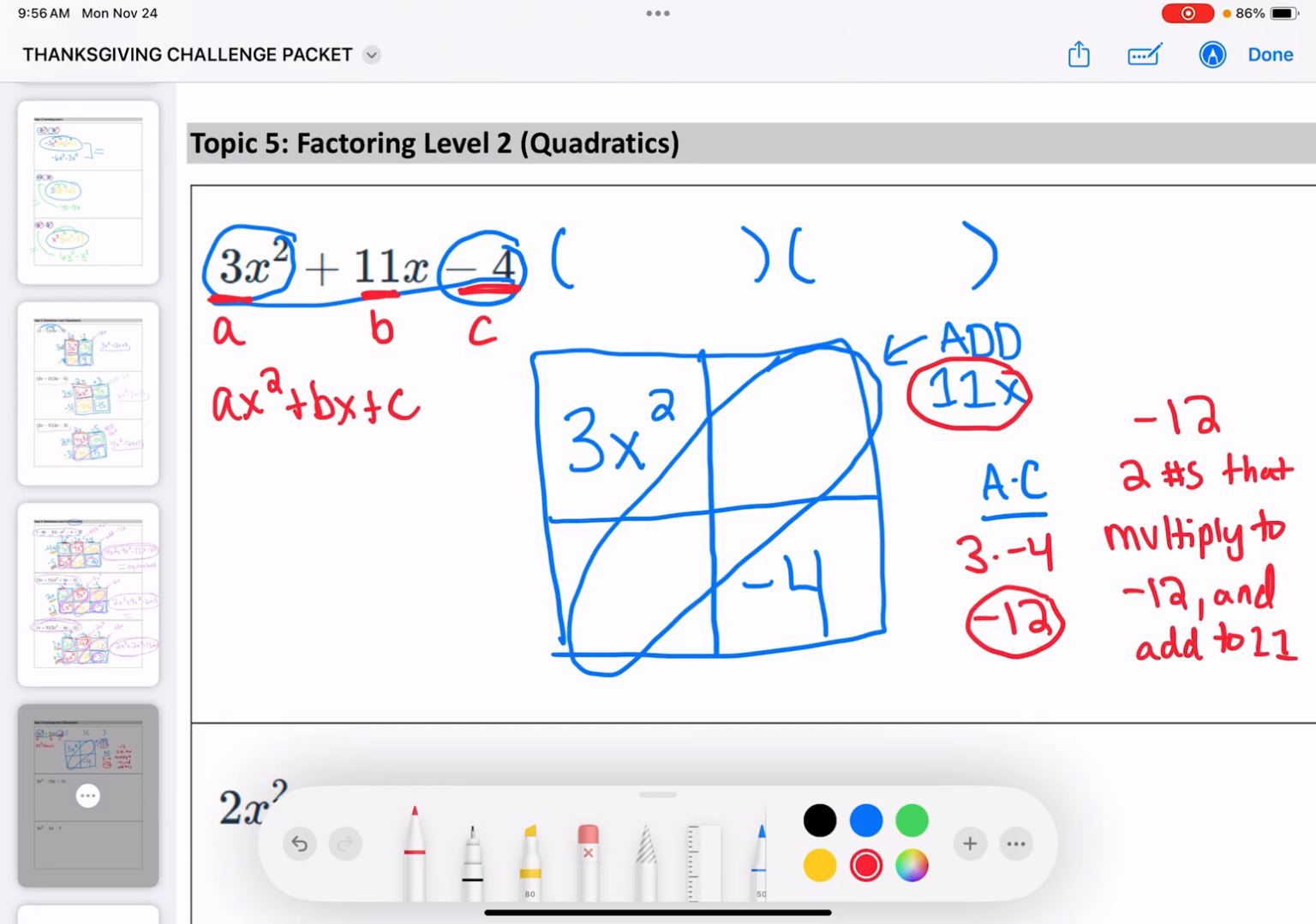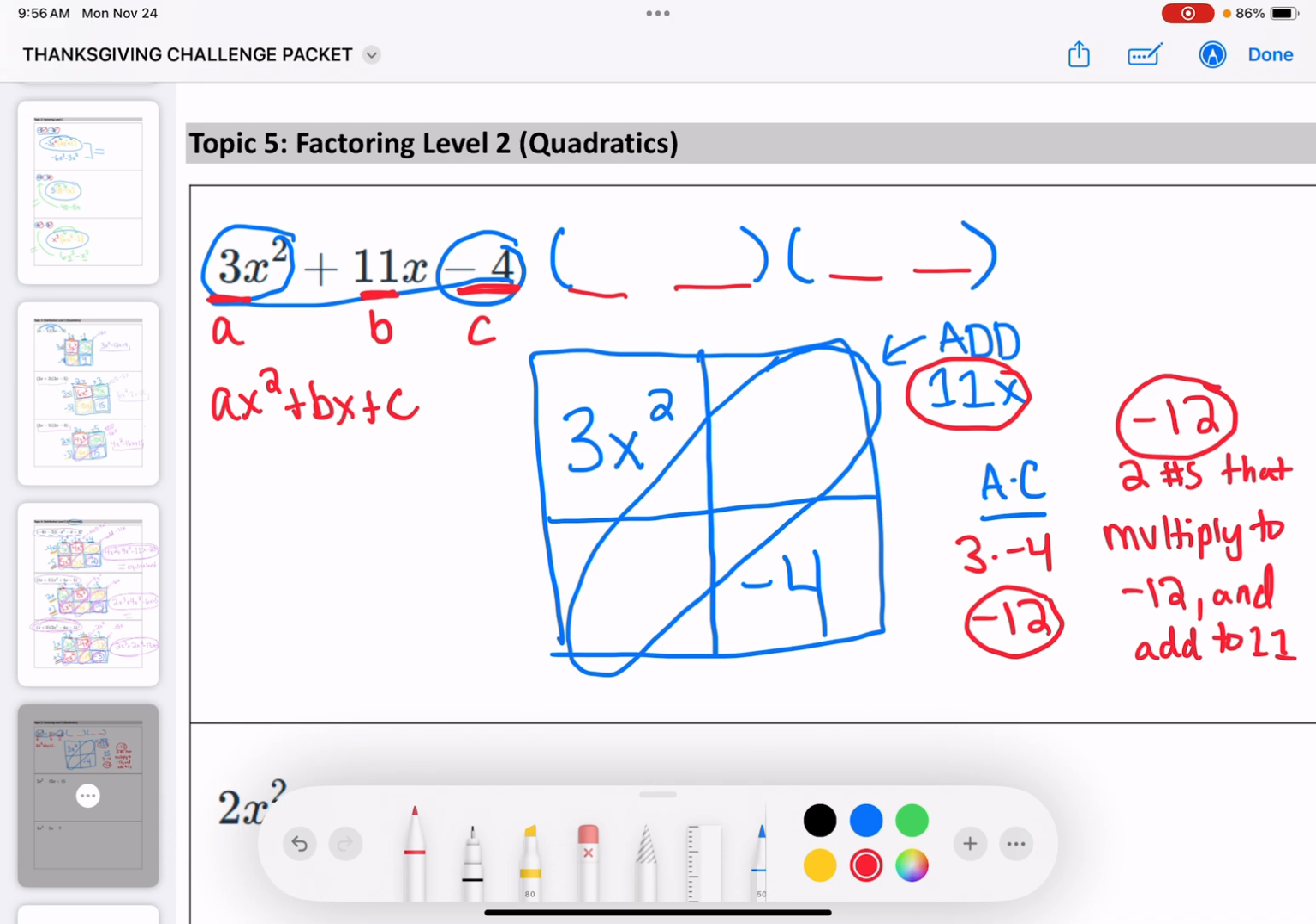Like literally, back when I did this in middle school, we just did this in our head. We just stared at it and tried to find what went in these two. I don't know how to teach that way. If you can do these in your head, heck yes. I just know how to do them in my head. I don't know how to explain it. So this is the shortcut: you find your a times c and are looking for two numbers that multiply to negative 12 and add to positive 11.